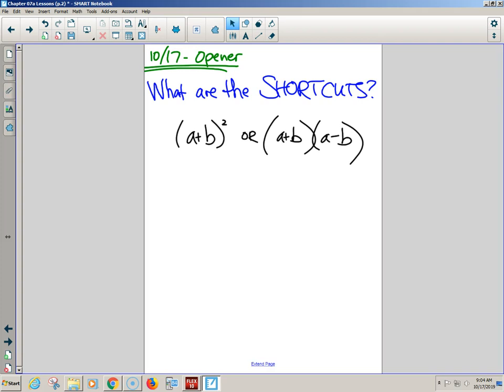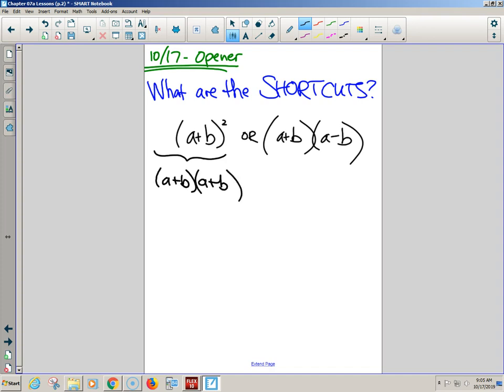Oh, freshmen, you just did it yesterday, and sophomores, you already forgot? How is this multiplication? A plus B, A plus B. Yeah, we could rewrite it. Thanks, Adrian. We could make it A plus B times A plus B. It's just a shortcut notation for multiplication, yeah?